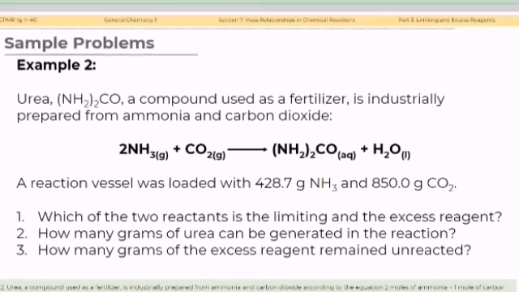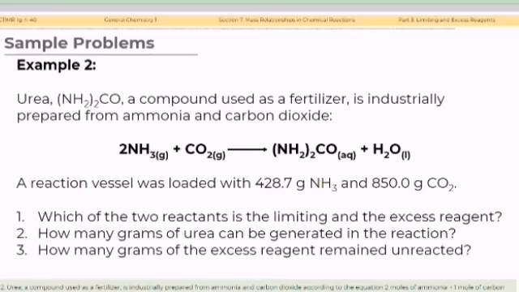Let's have example number 2. Urea, a compound used as fertilizer, is industrially prepared from ammonia and carbon dioxide according to the equation: 2 moles of ammonia plus 1 mole of carbon dioxide producing 1 mole of urea and 1 mole of water. A reaction vessel was loaded with 428.7 grams of ammonia and 850.0 grams of carbon dioxide.